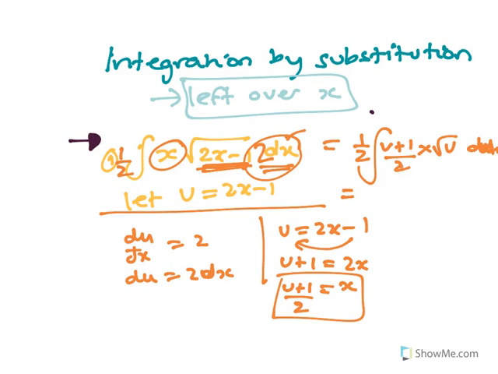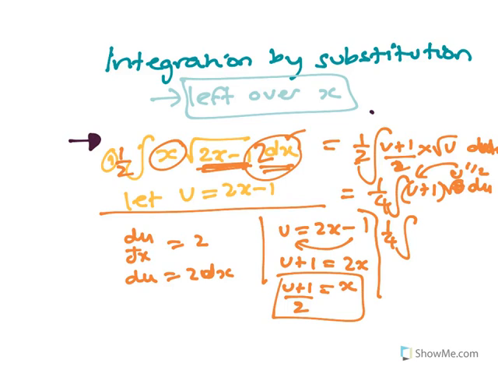Okay, so this half and this half comes out, that makes a quarter. u plus 1 times root u du. So it's 1/4. Root u is just u to the half, and when you times that by u, it's u to the 1.5 or 3 on 2. Then u to the half, du.